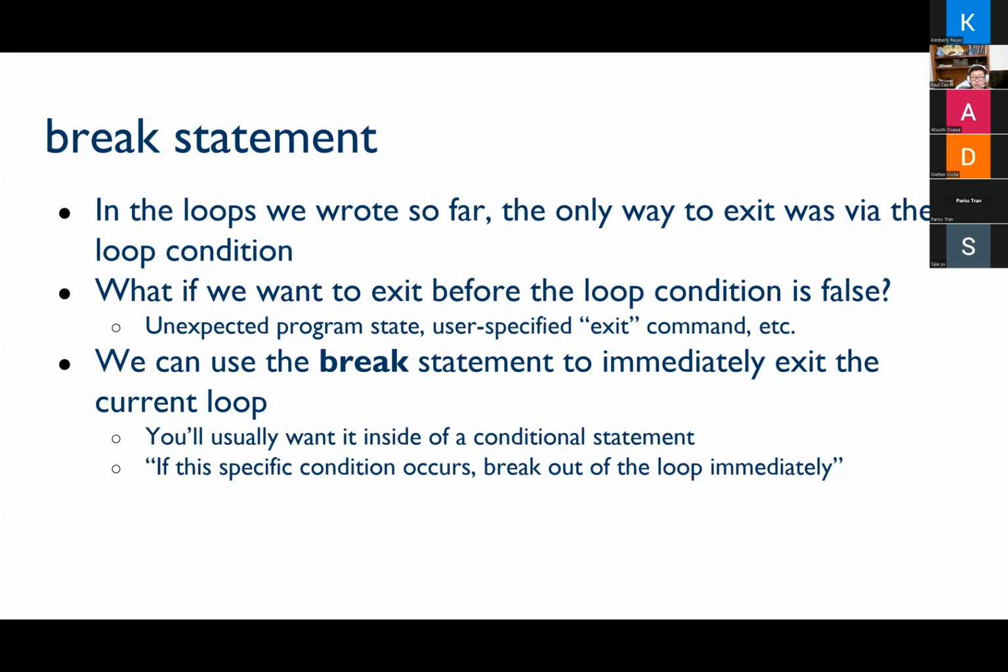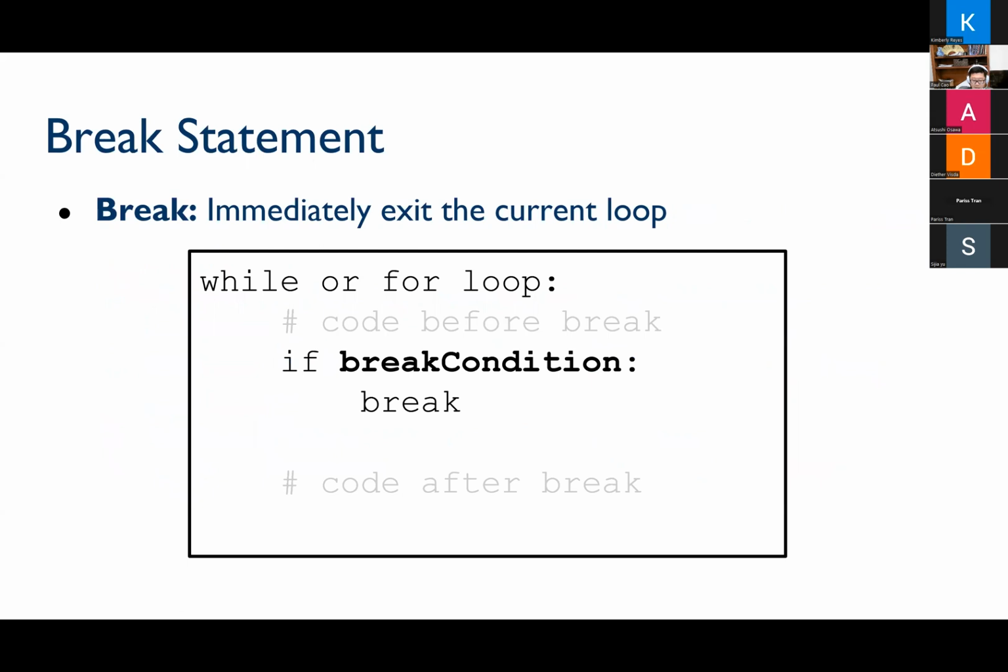So why don't you want to continue? Speed. If you don't have to do it, why do you do it? Normally this is what happens. You have a loop structure, either while or for. You have some code before the break, and then all of a sudden you check, is this condition good? If this condition is good, you break and you get out of the loop immediately. You are out of the loop. You don't continue with the loop anymore. You don't skip just the current iteration. You are out of the loop.